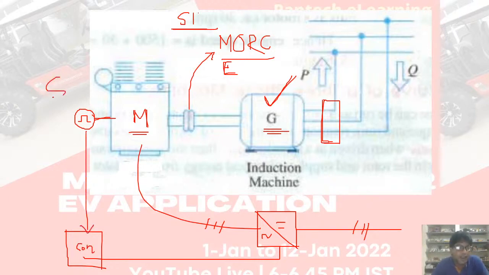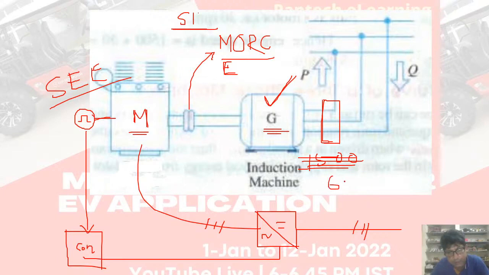This is a shaft incremental encoder to measure the RPM. Say this machine is a 4-pole machine, so the synchronous speed is 1500. Or you can take a 10-pole machine, for example, say it is 600. Sorry, 10-pole machine means 600.